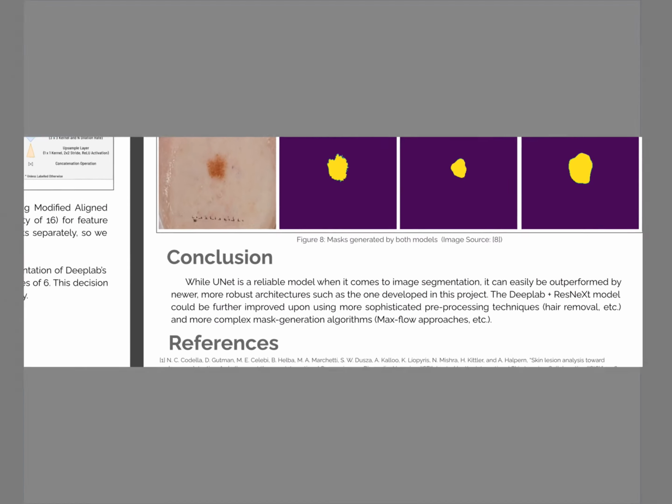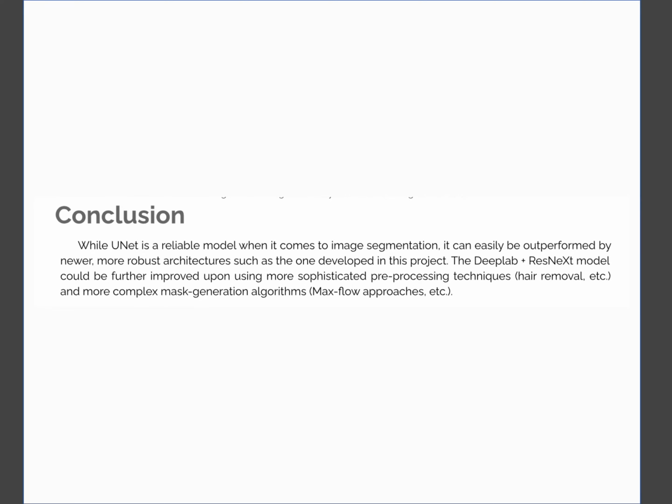The main takeaways from this are as follows. UNet seems to be outperformed by newer, more robust architectures such as the one developed in this project. The next step would be to improve our model using more sophisticated pre-processing techniques such as hair removal and more complex mask generation algorithms such as max flow approaches.